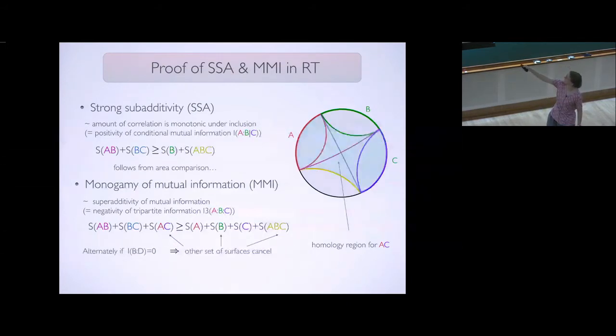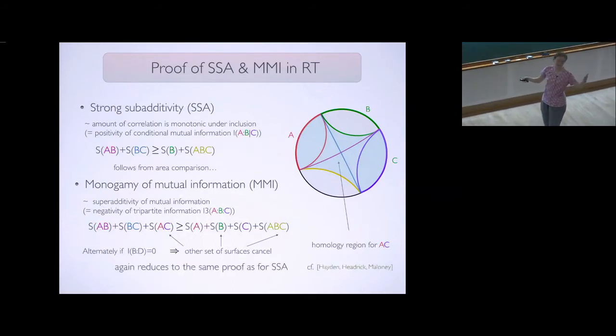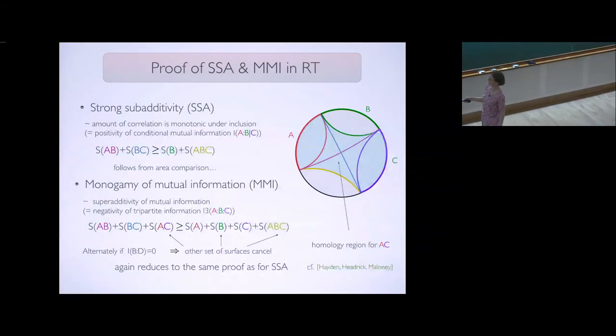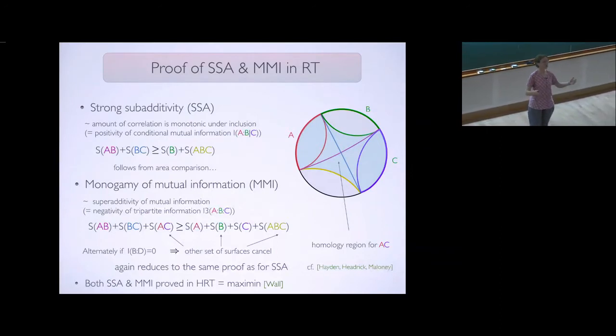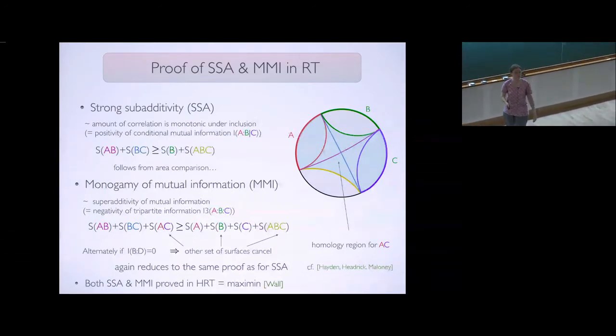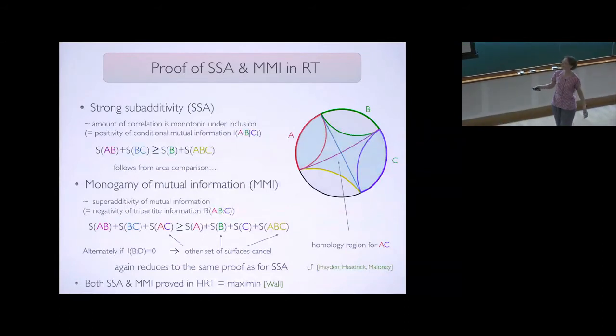In the other alternative, when you have to enlarge these regions so that there is some non-zero correlation, then S of AC is given by the area of this, and then these three surfaces cancel. And in fact, you have the same type of proof where you just compare this surface to these surfaces. Okay? So again, it reduces to the same proof as the SSA. So it's identical, and in fact, you can generalize this to the time-dependent case, and in that case also, there is no distinction between the proofs for SSA and MMI. All right, so that's the story for the Ryu-Takayanagi and the HRT descriptions.